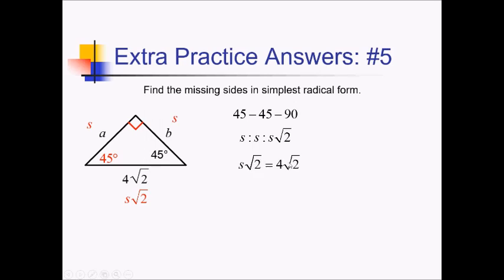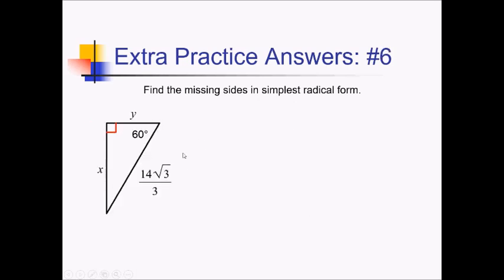Dividing by radical 2 to get s by itself, I see that s just equals 4. So now that I have the value of s, let me plug that in to get a and b. It looks like a and b are equivalent to each other, and they both equal s. Let me write a and b down there. And as we said, those both equal s. So that means that a and b both have a value of 4.